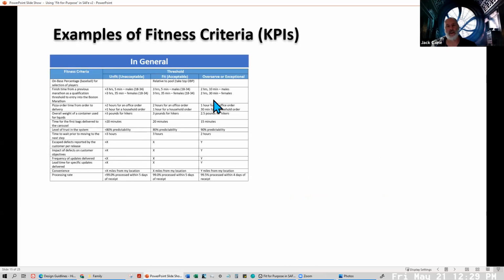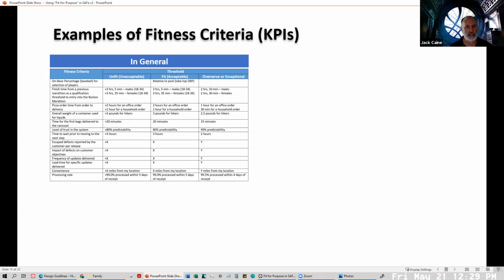Okay. So there are all kinds of examples of fitness criteria that we've gone over before. If you look at, for example, the pizza industry, I don't know what it is about Anderson, but he likes talking about how pizzas are made. Maybe he likes eating pizza. I'm not quite sure, but he's fascinated with the production of pizza in all of his writings. So, pizza order time from order to delivery.